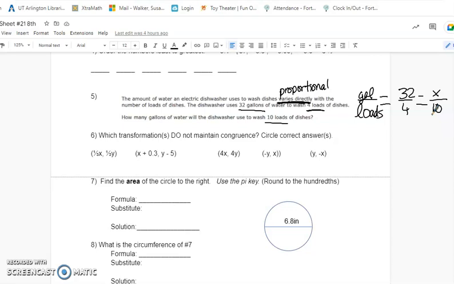Which transformations do not maintain congruence? I'm going to switch that to capitalize the not. So when it says do not maintain congruence, that means that it will change size. So circle the ones that change size.